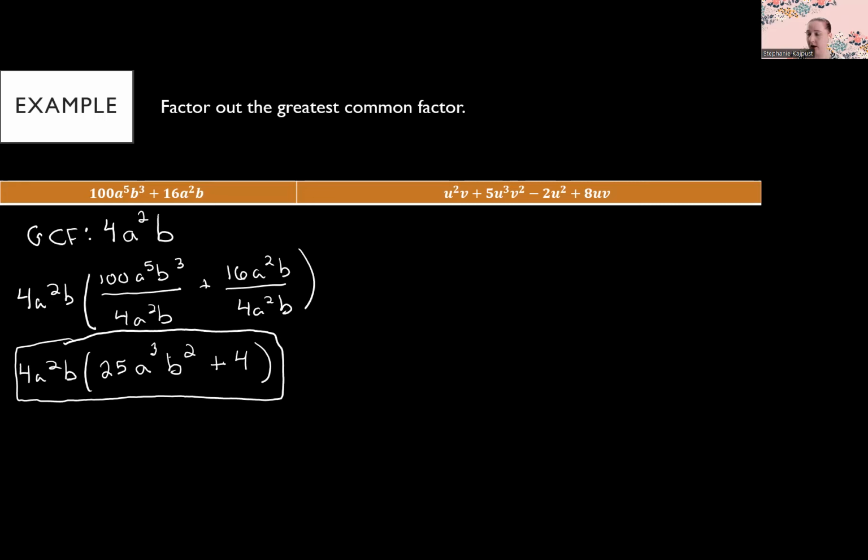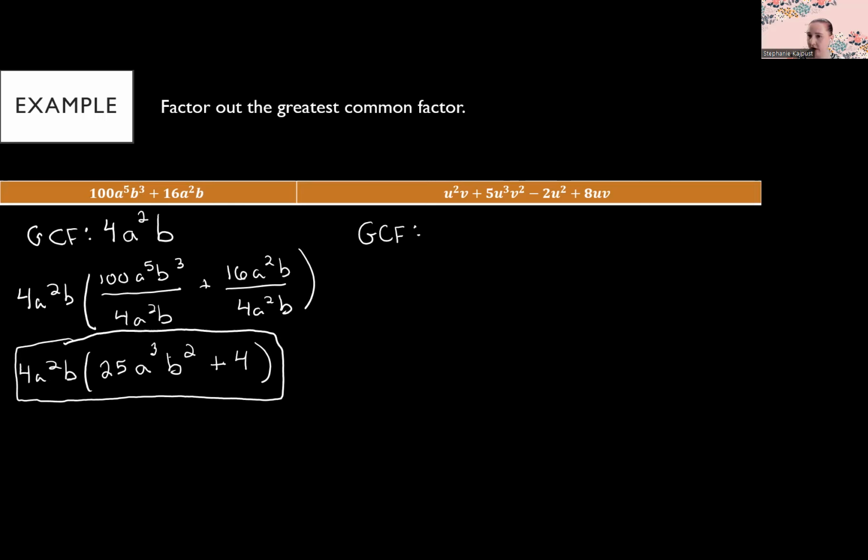On the right here, I've got 4 terms. So it doesn't matter how many terms you have, you're still looking for your greatest common factor before you can factor it out. So I'm going to look at the numbers first. So I have a coefficient of 1, 5, -2, and then 8. So if any of these have a coefficient of 1, there's no number you can factor out. So because I don't have a number in the first term, there's no number I can factor out here.